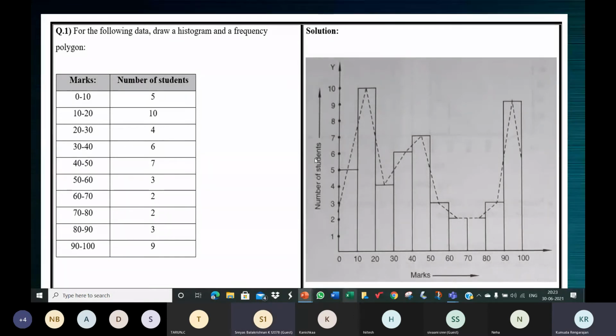Ma'am, means the midpoint of that bar, ma'am. This one will be 1 centimeter, right? So at 0.5. This also will be 1 centimeter, this one here. So it's actually 10 to 20. The class mark is 15, which is marked here. What you mark here is 15. It's nothing but the midpoint of this line segment.